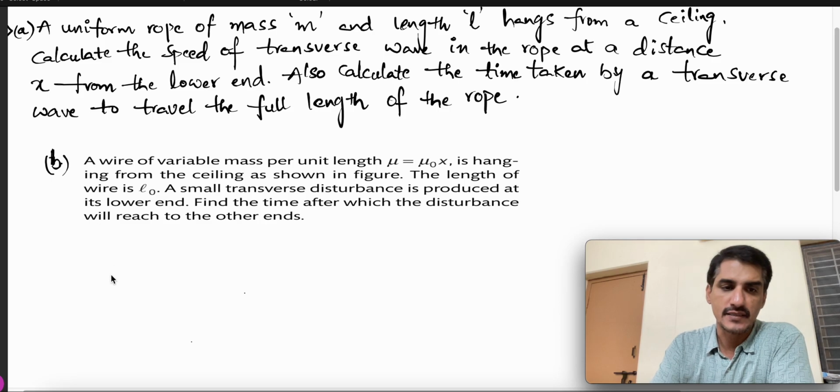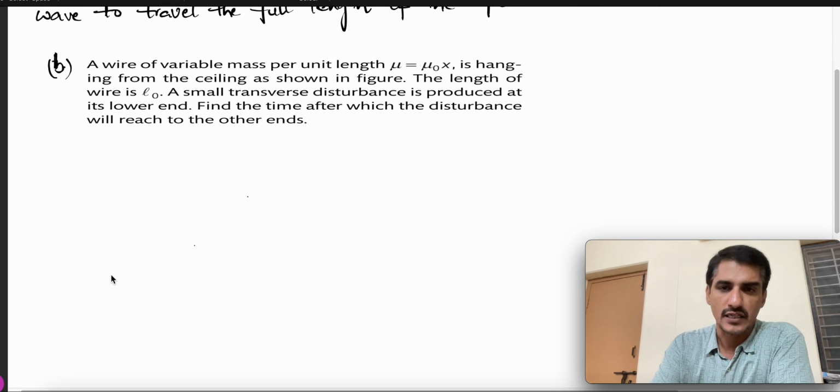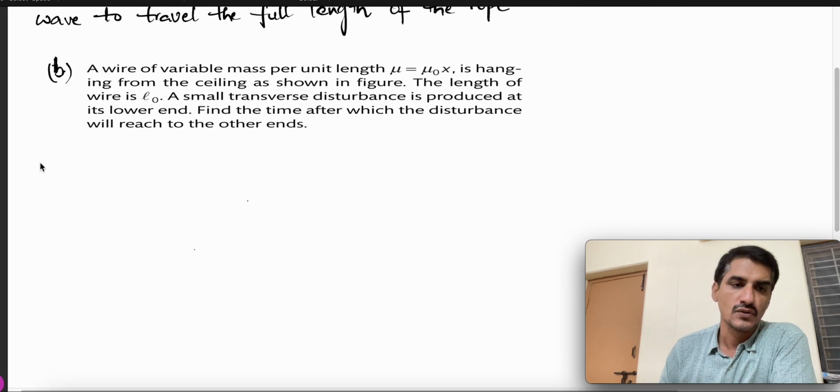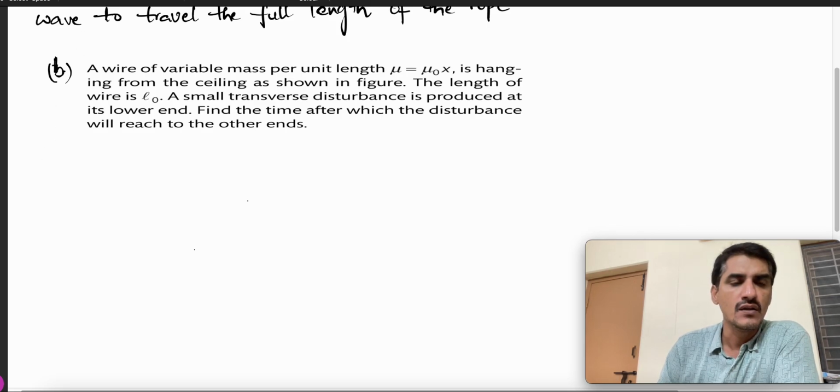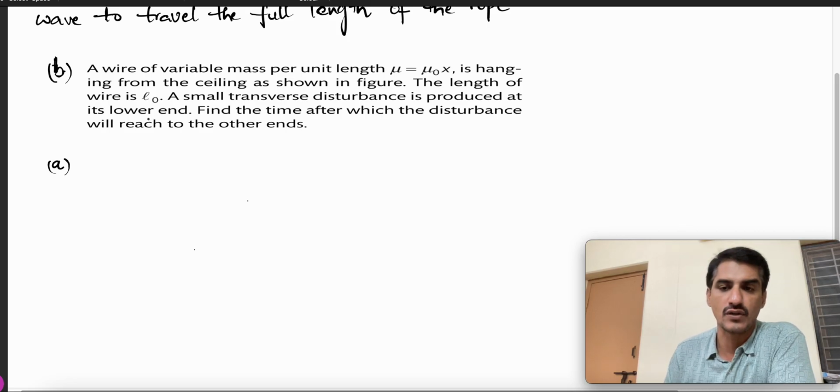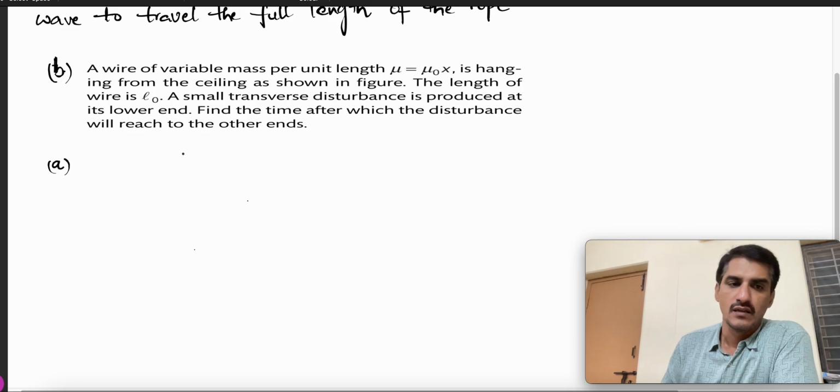So for that purpose, first let us try to draw the diagram. Let us try to draw the diagram for the first one, A. There are two questions here. Now I am solving the first one. In that, actually there is a rope.